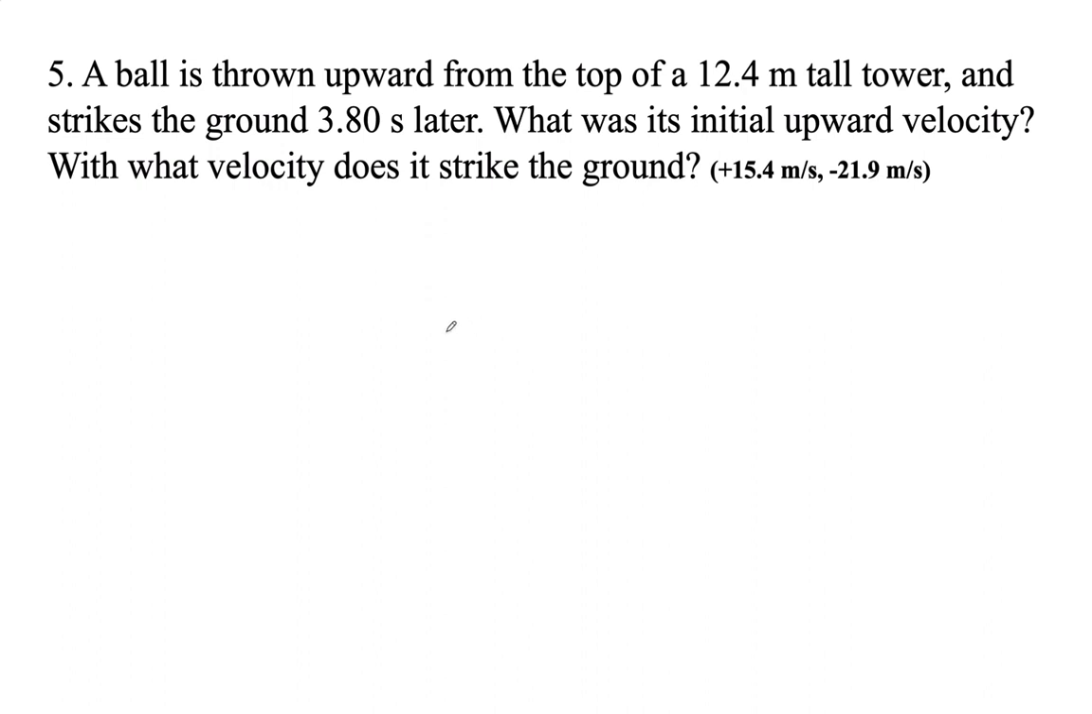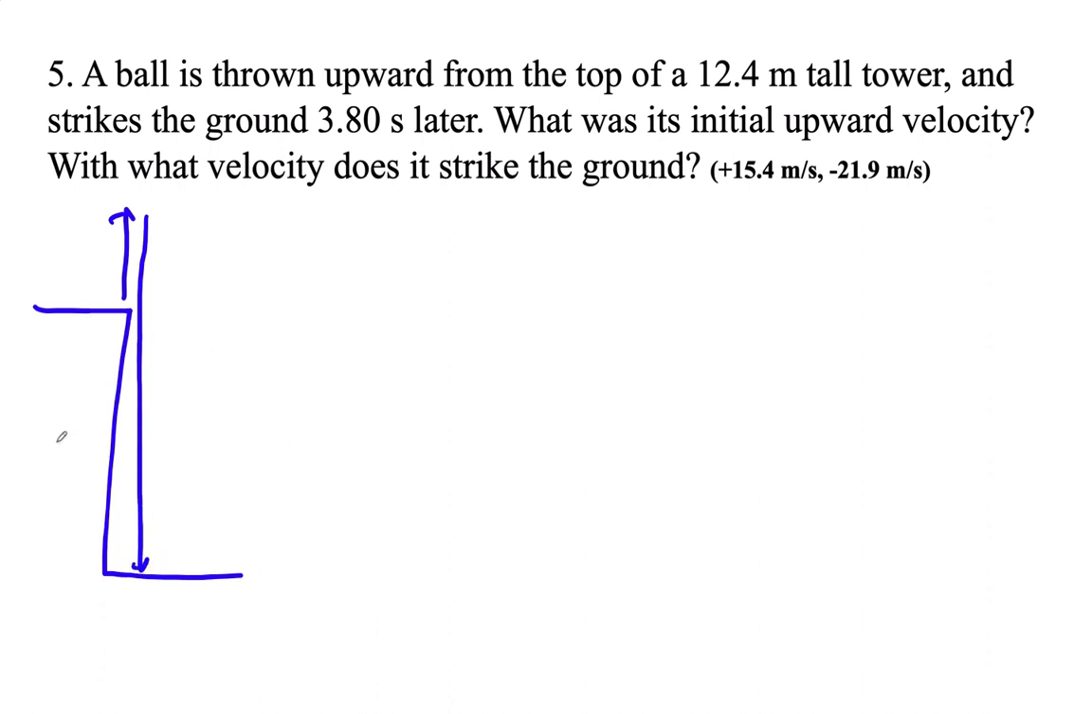Okay, a ball is thrown upward from the top of a tower and strikes the ground. Let's draw a picture of this. Here's this tower, or it could be a cliff. It goes up, and then somehow the tower is moved out of the way. Let's just not worry about why it doesn't hit the tower on the way down.